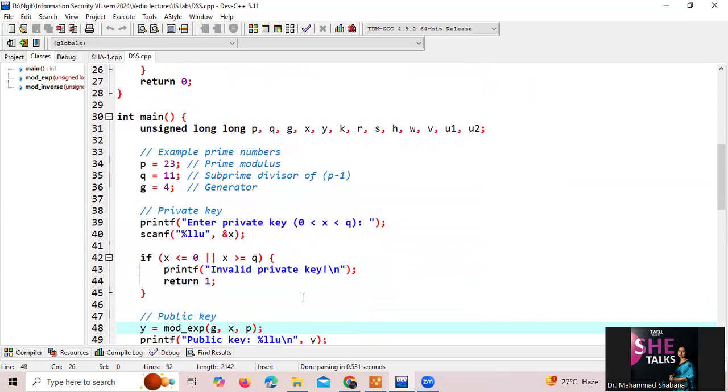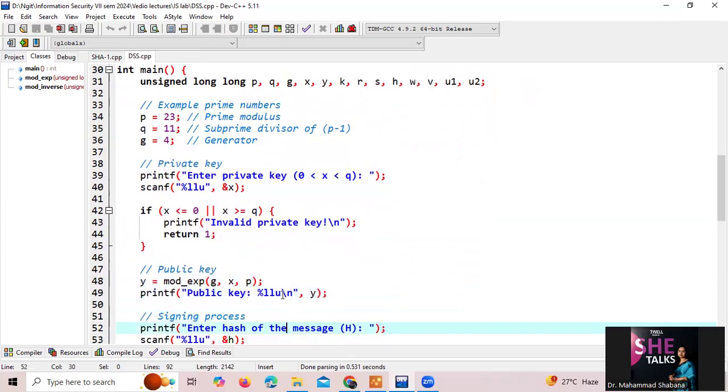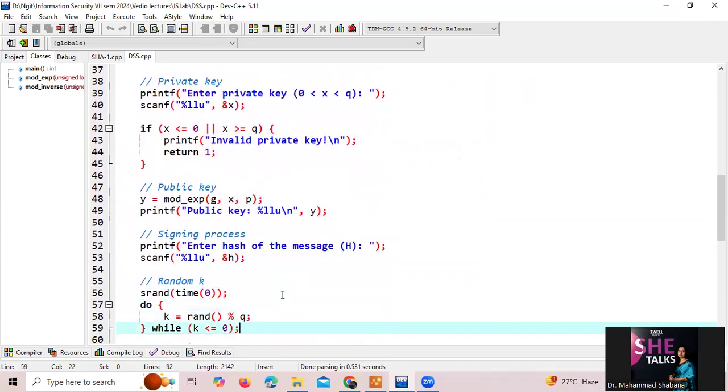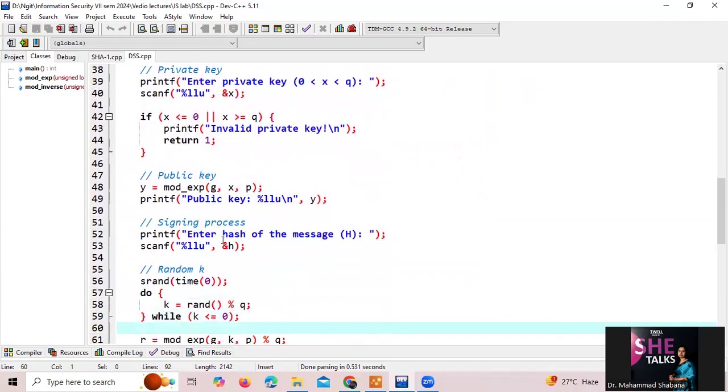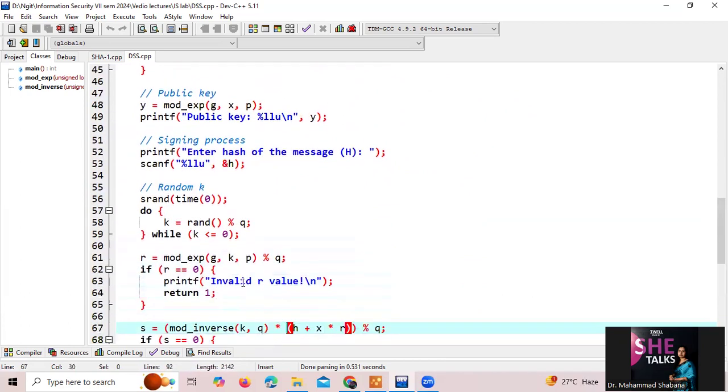Coming to the keys, here X is the private key, Y is the public key, and K is the random ephemeral key value. R, S are the signature components. H is the hash value of the message. W, V, U1, U2 are the intermediate values for verification.